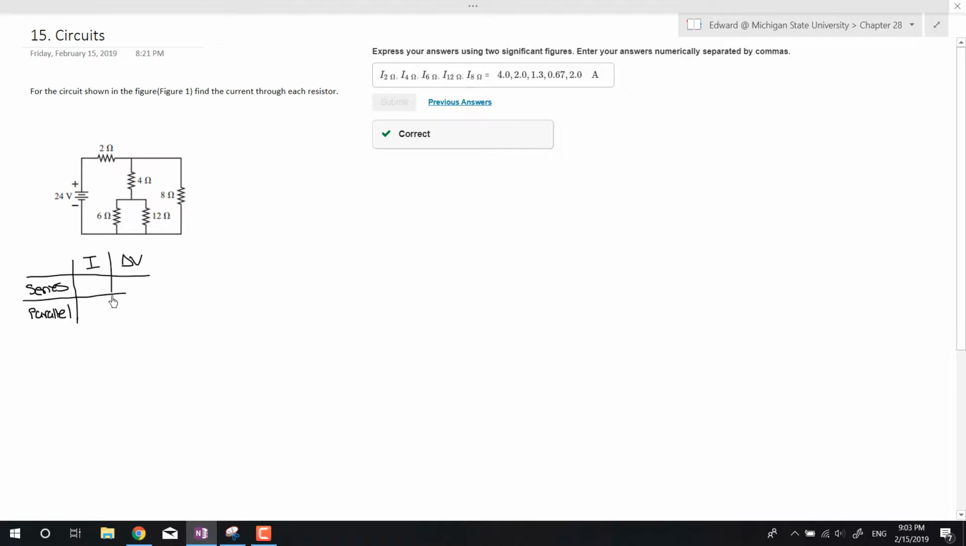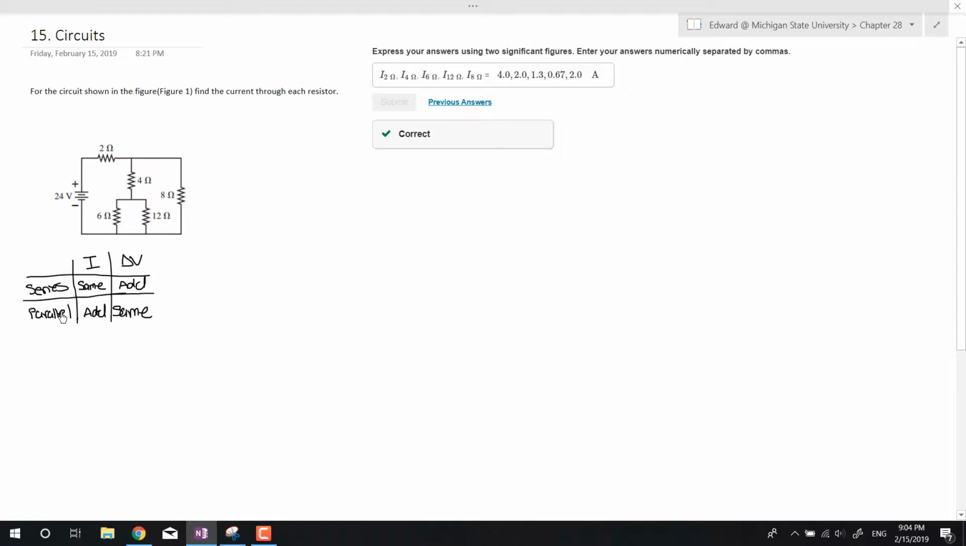So you have the current, which is I, and the change in voltage, which is delta V. In series, I would be the same for the current, and the voltage you just have to add up. If they're in parallel, the voltage will just be the same, and the current you have to add. You see, they're opposites of each other. That's one big thing you have to memorize, or you can just write it down on your cheat sheet in order to do this problem.